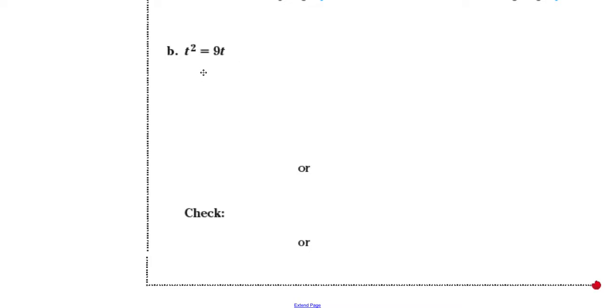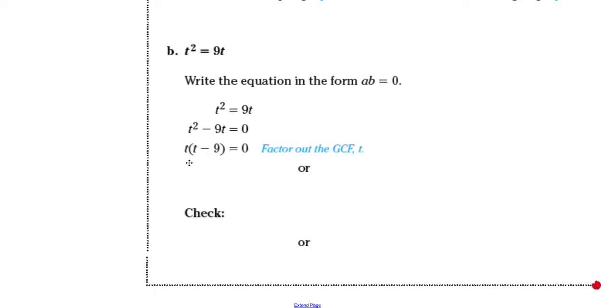Write the equation in the form ab equals 0. That means we need to equate to 0. Subtract 9t from both sides. We end up with t squared minus 9t equals 0. Using the greatest monomial factor, or the greatest common factor, we factor out t, and that is now t times (t minus 9) equals 0. From there we use the zero product property.